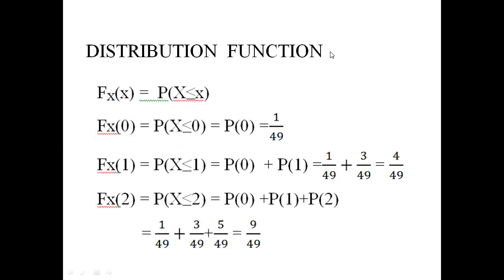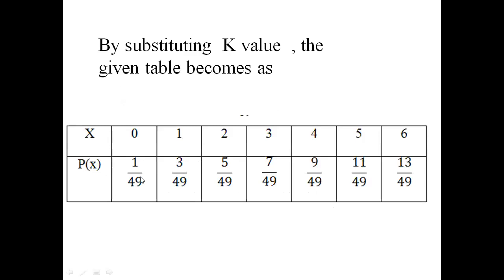Now the distribution function. In the previous lectures, already we know capital Fx of x equal to p of x less than or equal to small x. Now this small x is the event. The events are 0, 1, 2, 3, and so on 6. That's why we are considering the distribution function at 0 is equal to P of x less than or equal to 0. For satisfying this condition, you are getting only one probability, that is P of 0, that is equal to 1 by 49.